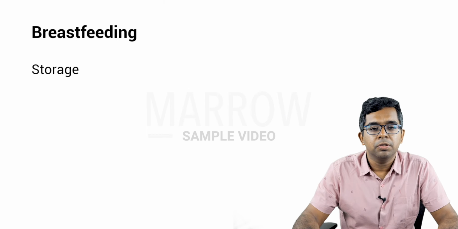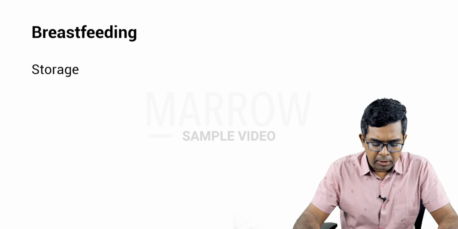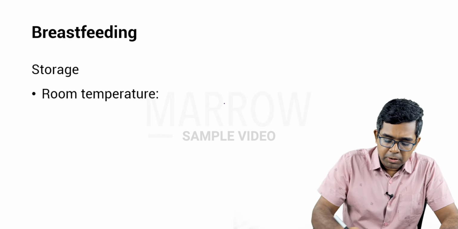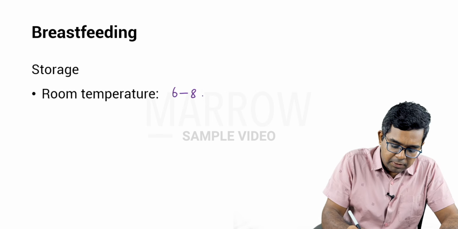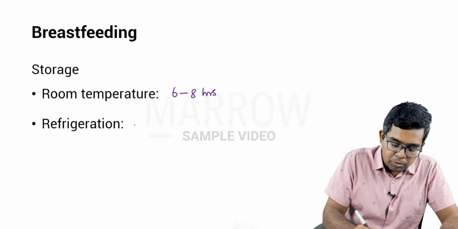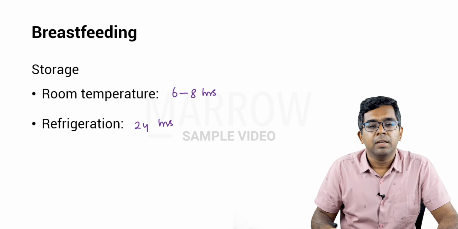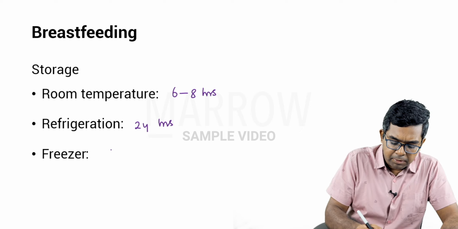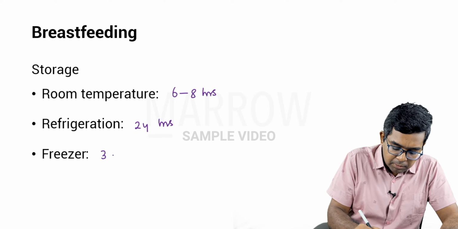Next, moving on to storage aspects of the breast milk. In a room temperature, breast milk can be stored up to 6 to 8 hours. And if it is kept in a refrigerator, up to 24 hours it can be kept. And if it is kept in a freezer, it can be kept up to 3 months also.